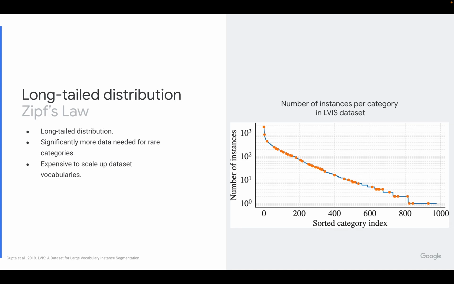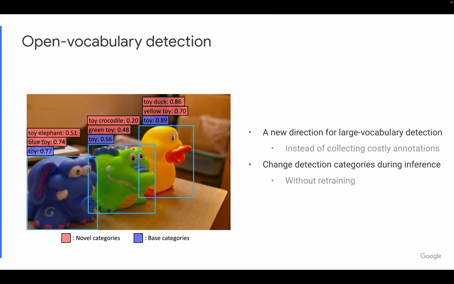So it can be very expensive to scale up the detection vocabulary because people need to manually label the categories, the bounding boxes, and sometimes the instance masks. This makes us think, are there any alternatives for large vocabulary detection? So we propose open vocabulary detection as an alternative approach for large vocabulary detection.